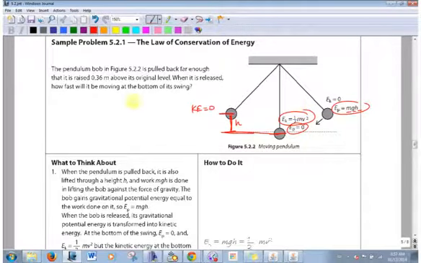Okay, so simple little question. This pendulum bob is pulled back far enough, it's raised that high above its original level. So I start here, there's 0 energy in this system, I give it some potential, I raised it 0.36 meters, and we want to know what is its speed at the bottom. Simple little question.